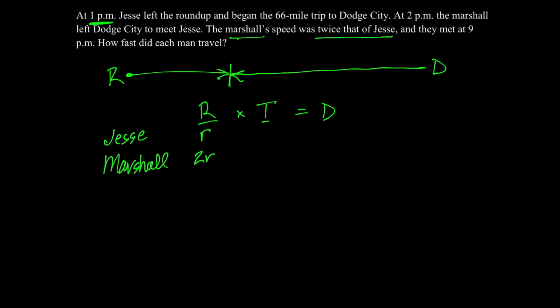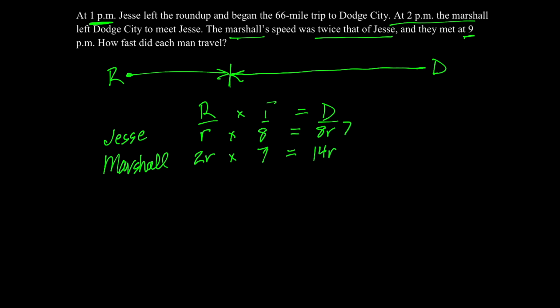Jesse leaves at 1 p.m., and they meet at 9 p.m. So that's a total of 8 hours, right? 9 minus 1. And let's see, the marshal left at 2 p.m., so that's 1 hour less. So he went a total of 7 hours. So Jesse went 8 times R, or 8R miles, and the sheriff went 2R times 7, or a total of 14 miles. 14R miles, I should say.